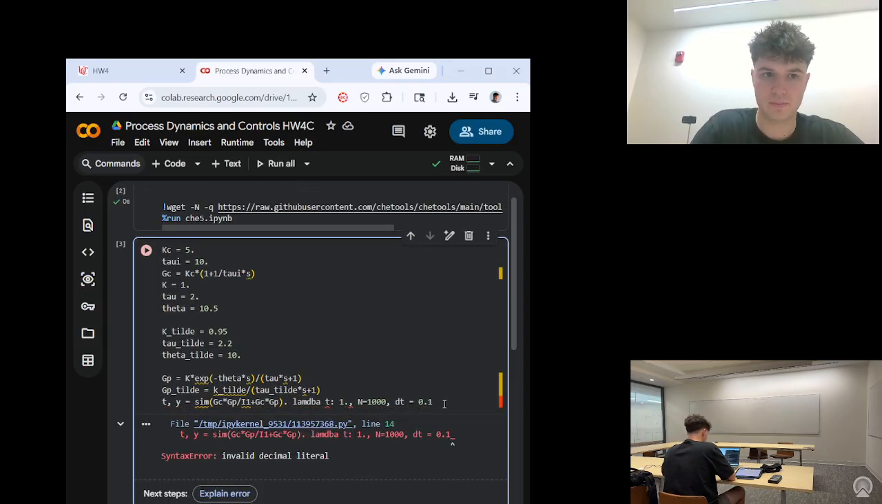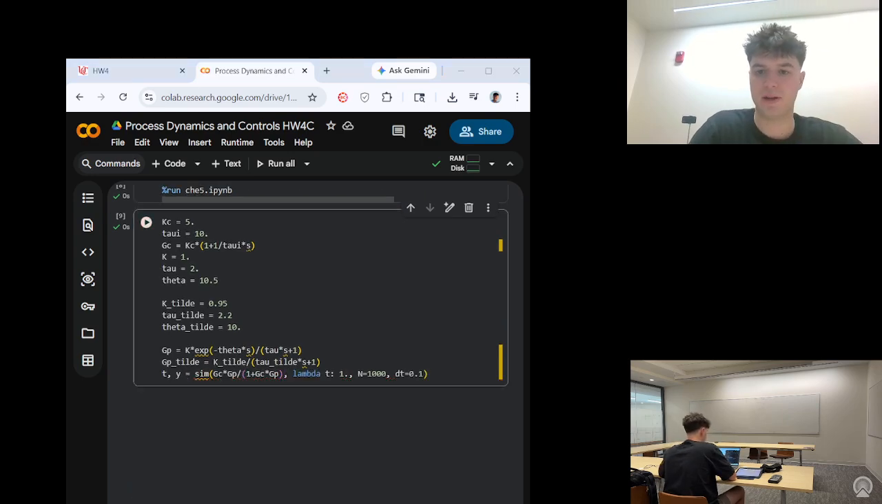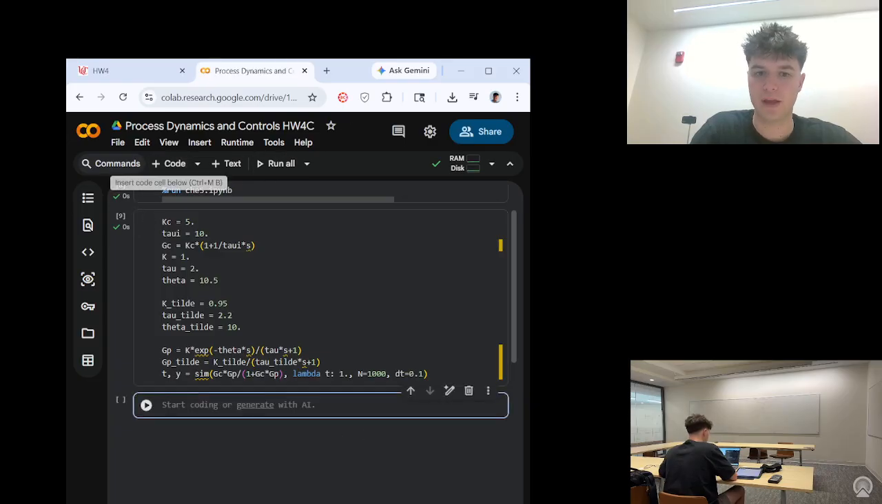Oop. Invalid syntax. Oh, it's supposed to be a comma. One second, let me fix this. All right, that was a quick fix. I had two little parentheses here, so it was kind of bugging out. But so now we're gonna actually make our subplots.